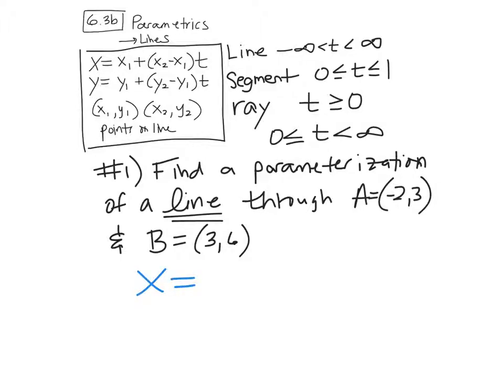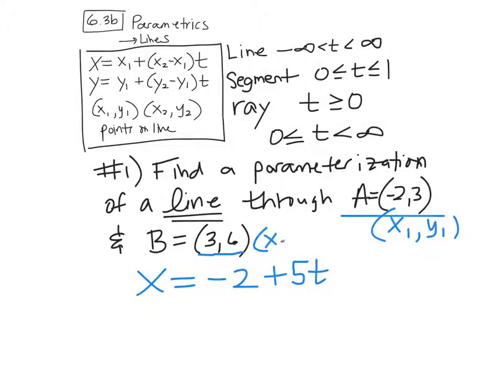All right, so A, this is our first point. So I'm going to go -2, okay? And then to find out what the change in x is would be to take x2 over here minus x1 over there. So what's 3 minus -2? 5. So plus 5t. Do you see what I did? This is right here, this is x1, y1. And this over here is the point x2, y2.